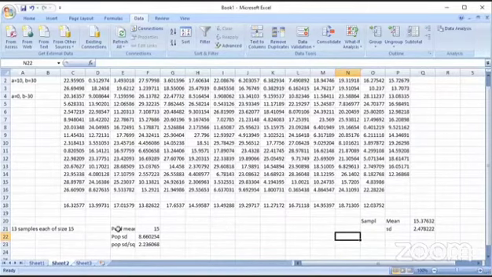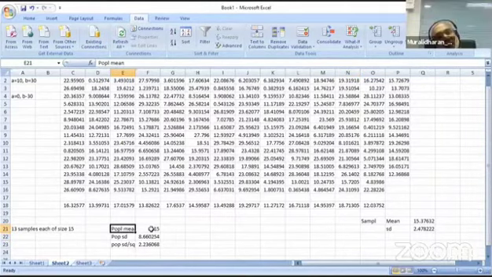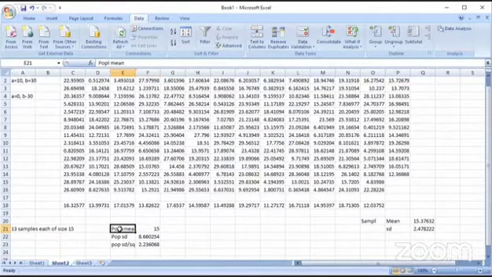Okay, now let us compute. Can you see this population mean I have computed? We know that we have generated the sample from 0 to 30, so the population mean is (A plus B) by 2. Is that correct? Can you see this one?